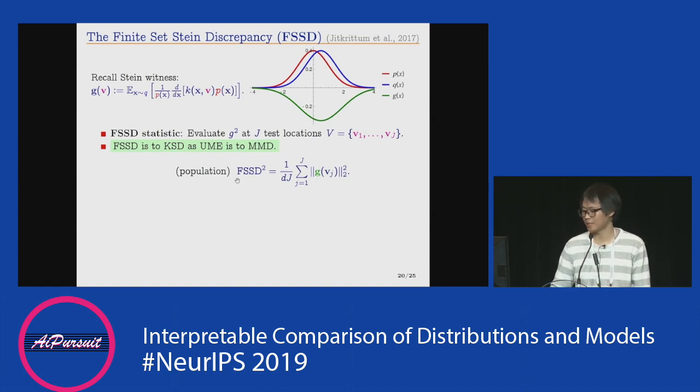So the exact equation is shown here. Basically, it just says take G, evaluate at J locations, and take the average. And in fact, the FSSD is to KSD as UME is to MMD. It's a linear time extension of KSD, just as UME is a linear time extension of MMD.